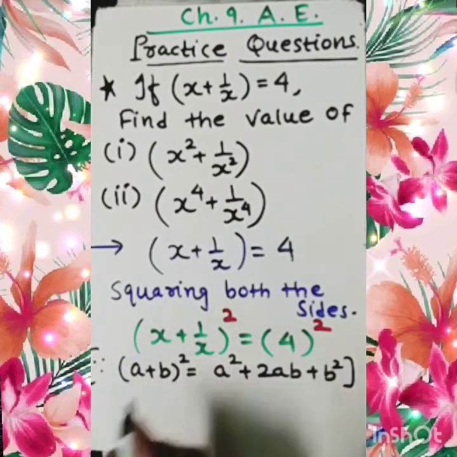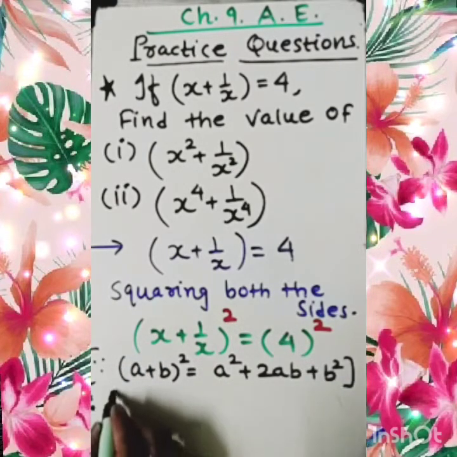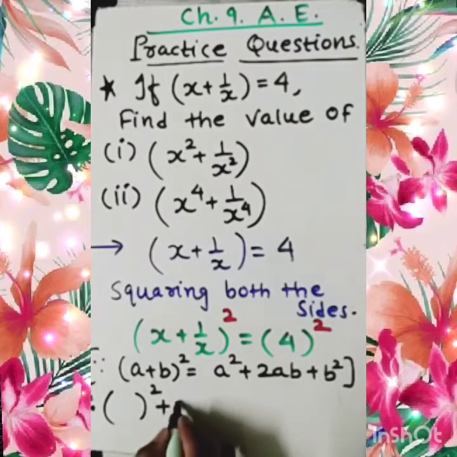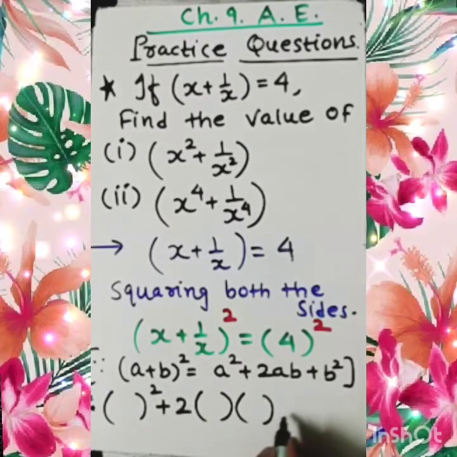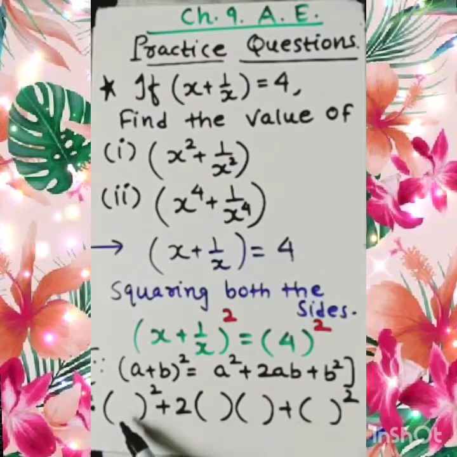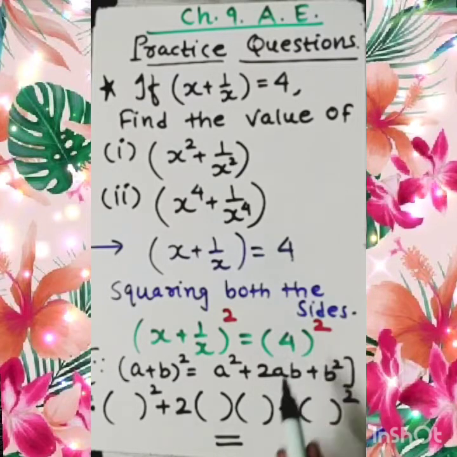Now on the LHS, according to that identity, we get A square plus 2AB plus B square. This is the LHS. I have expanded it applying this identity. I am repeating: A square plus 2AB plus B square. Clear to you? And the RHS is 4 square. You know, dear student, 4 square means 4 into 4, that is 16.